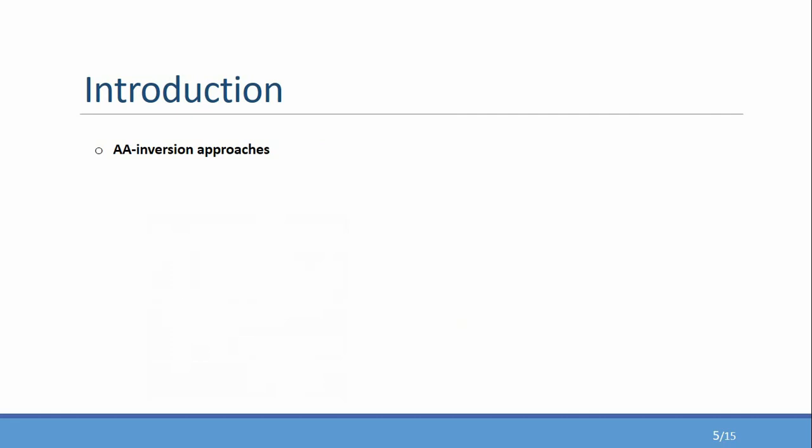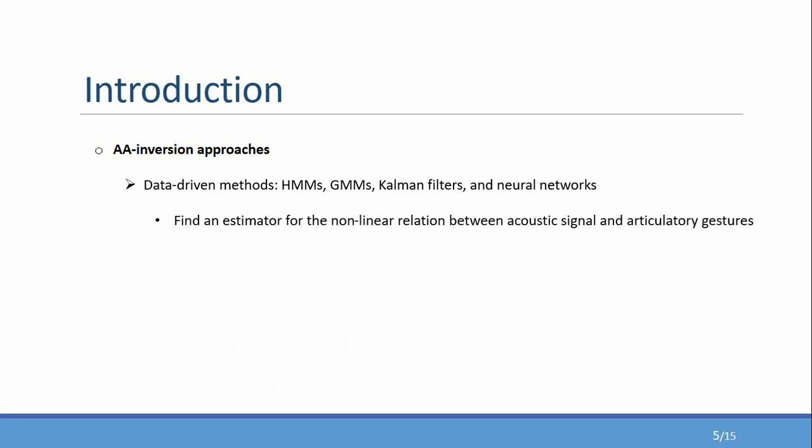Now, let's talk about the acoustic to articulatory inversion approaches, and then I will explain my method. Different approaches have been proposed for the AA inversion problem that can be separated into two groups. The first one is data-driven methods like hidden Markov models, Gaussian mixture models, Kalman filters, and neural networks. This approach tries to find an estimator for the nonlinear relation between acoustic signal and the articulatory gestures.